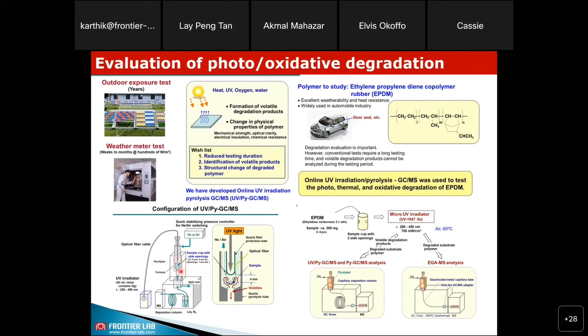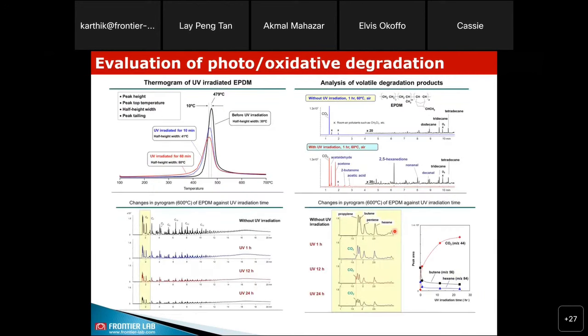You can also get the information immediately, compared to the conventional approach where you need a longer time and large sample quantity. So how does this EPDM need to be looked at for photo-oxidative degradation, because it is used in making door seals and also some of the liners. What we wanted to show is how this EPDM behaves when you do this UV exposure, based on which they can qualify the material for this purpose.